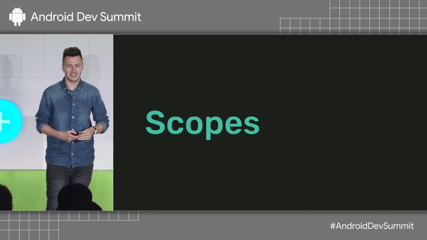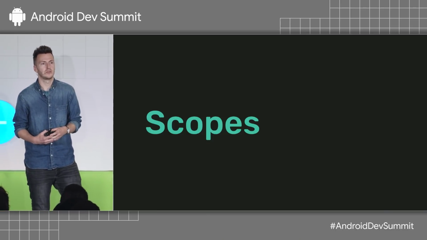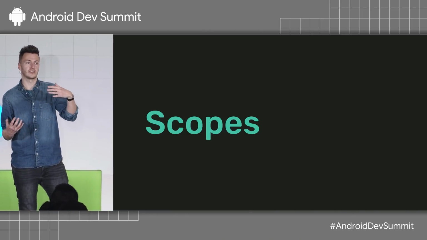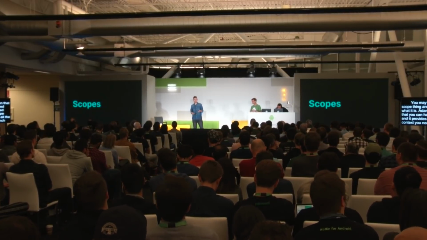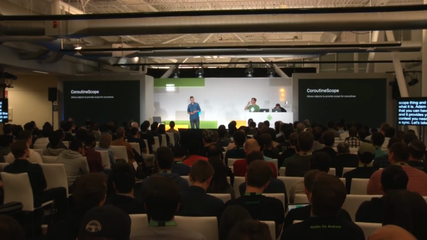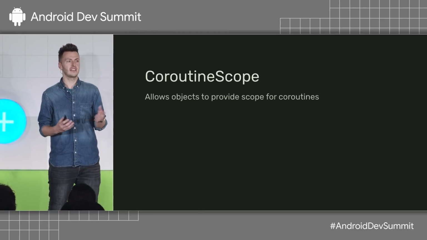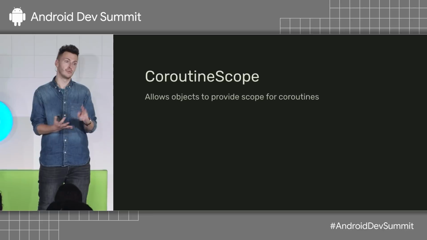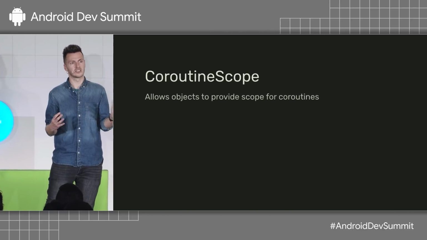You may have seen that viewModelScope thing and wondered what it is. Adam explained it earlier, that you can have a scope, and it provides you with all the context you need to run a launch or an async. So let's take a look at how they actually work underneath. CoroutineScope is an interface that allows objects to provide a scope for coroutines. Think of things with a life cycle, so fragments, activities, view model even. They can provide a life cycle for the coroutine itself and start and stop it as it needs.